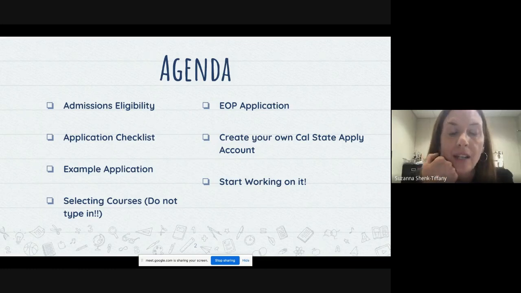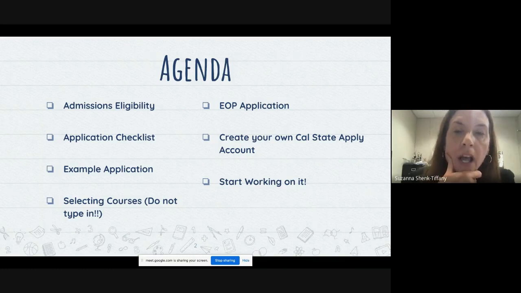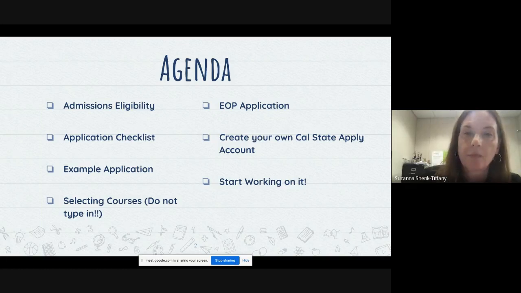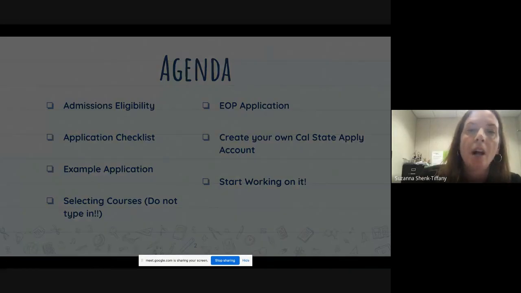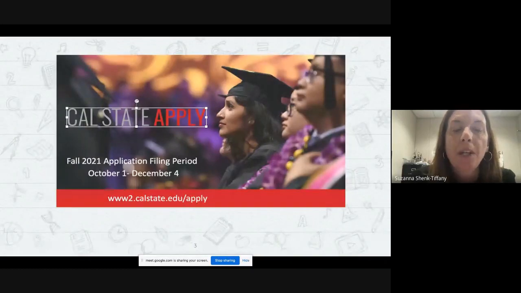Really want to emphasize that you always want to select your courses. You never want to type them in, and we'll go over that together. We're going to talk about the EOP application and what that is and who wants to do it. And then again, my whole goal is for me to only chat at you for a little while, and then for you to create your own account and start working on it. Okay, sound good?